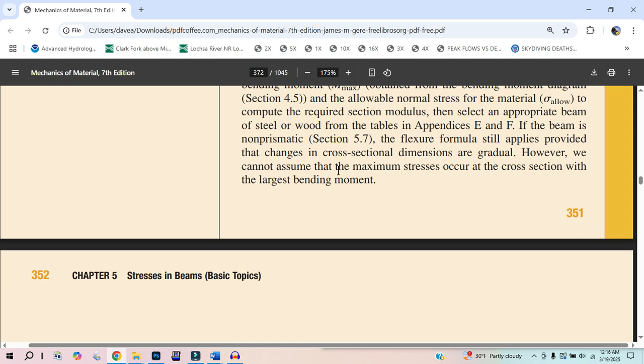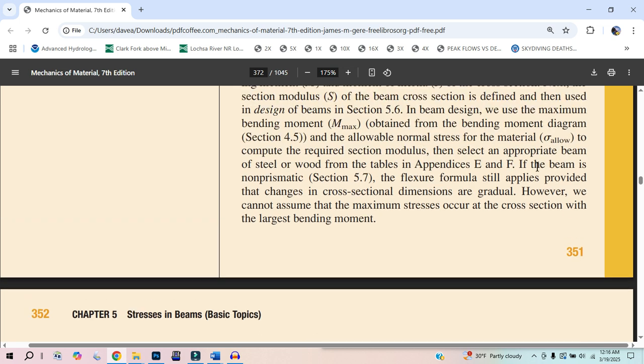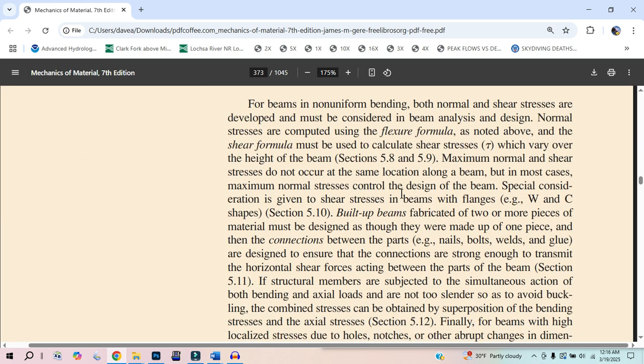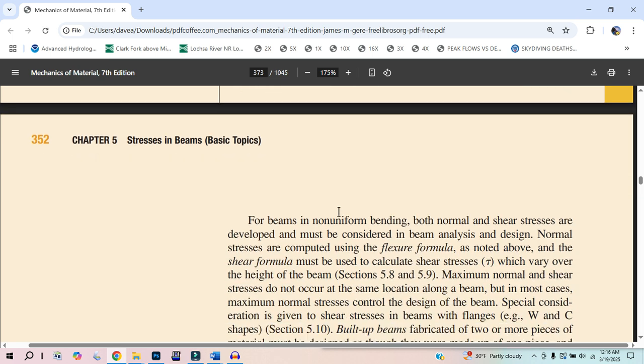So we cannot assume that the maximum stresses occur at the cross sections with the largest bending moments. I thought we already got onto the next thing. I don't think so. So that was the tapered beam. Yeah, you get the max stresses at different places than the largest bending moments if your beam is tapered.